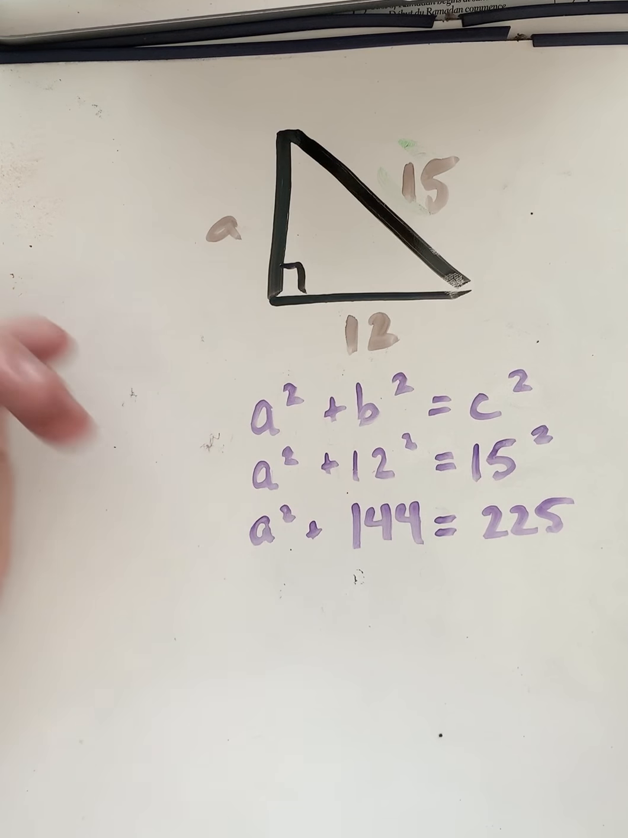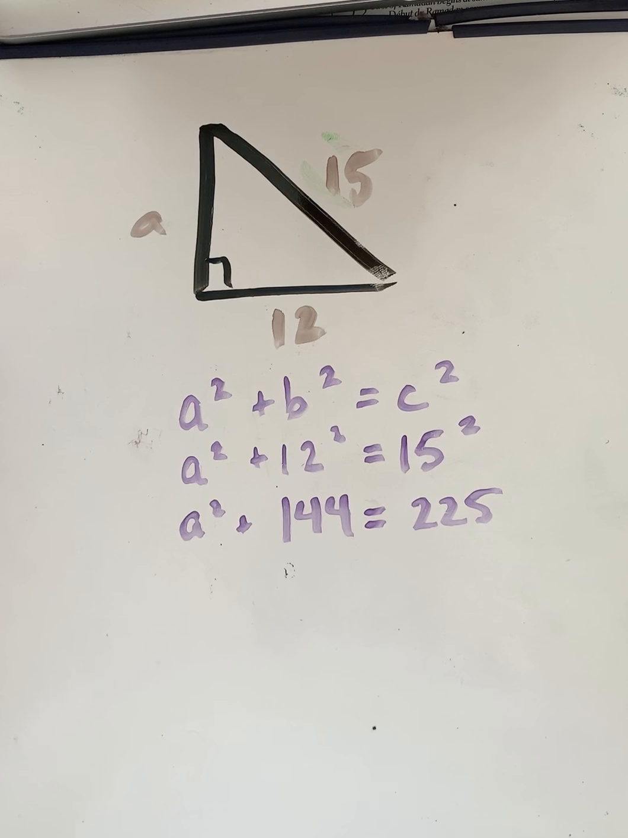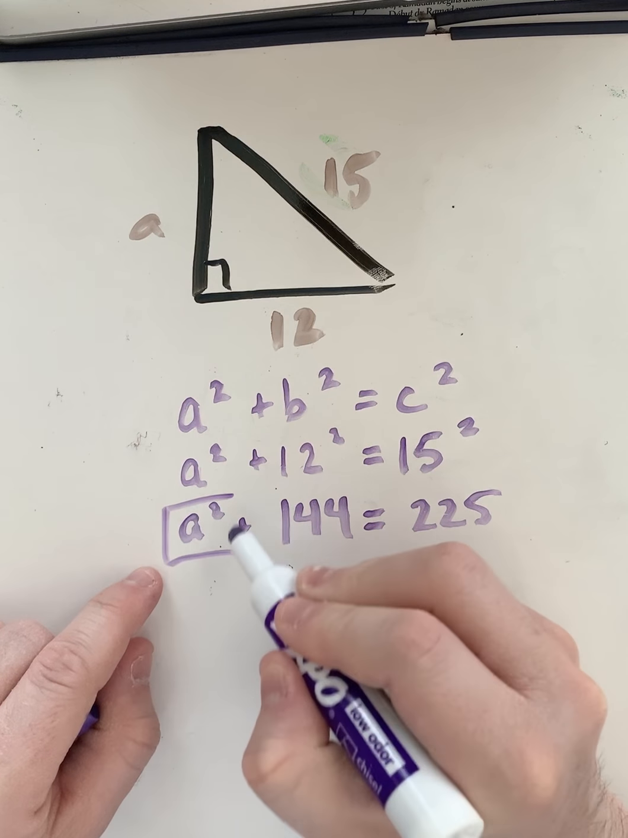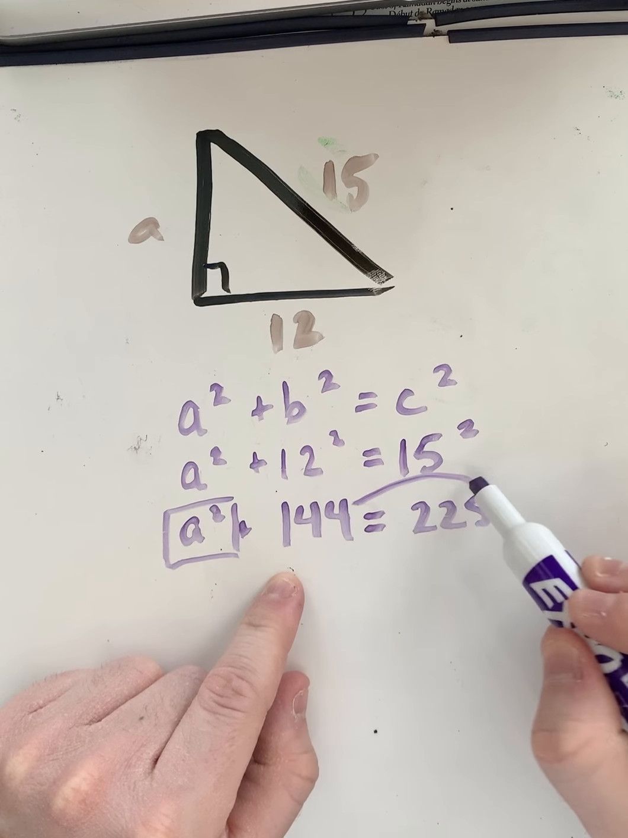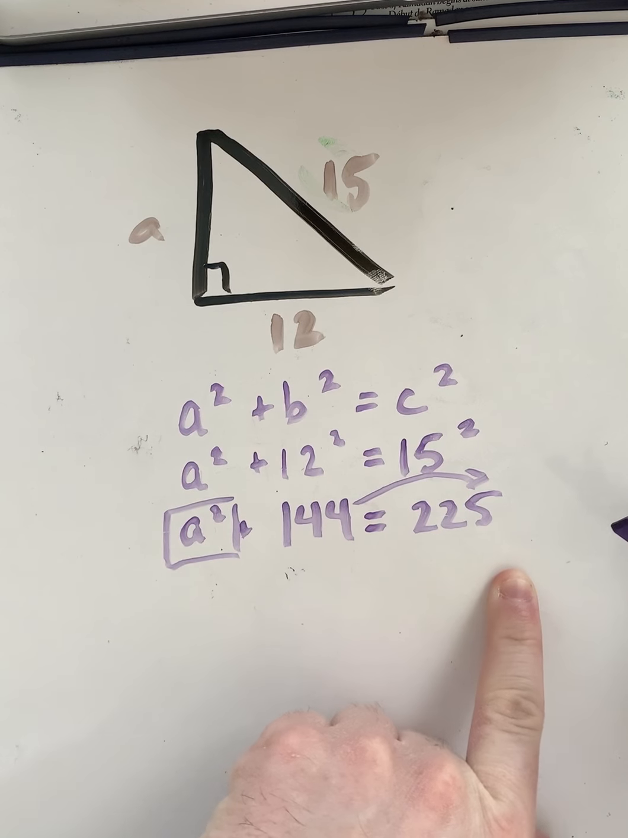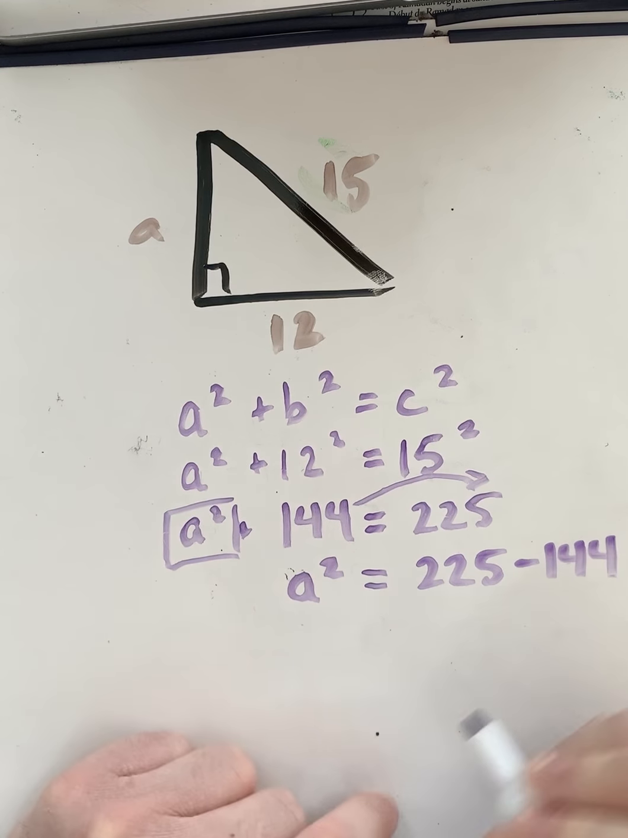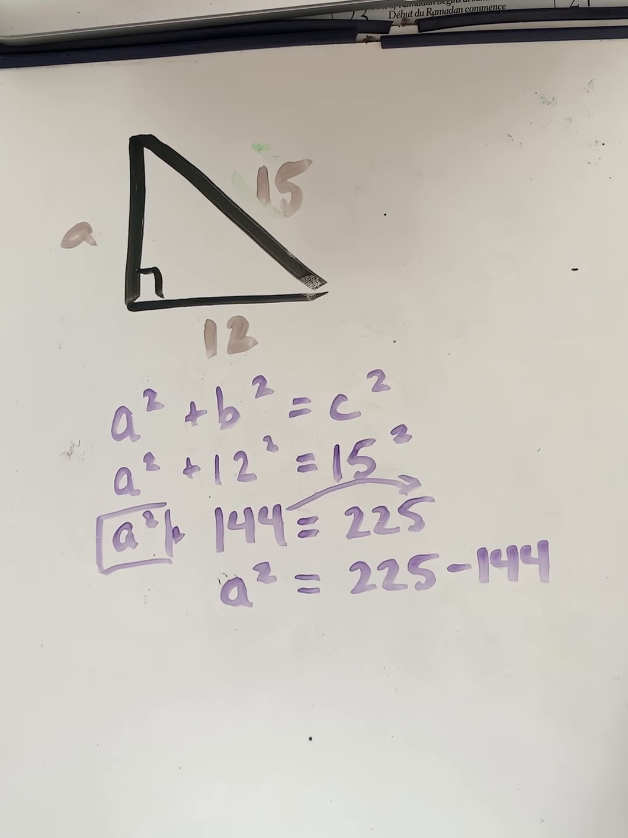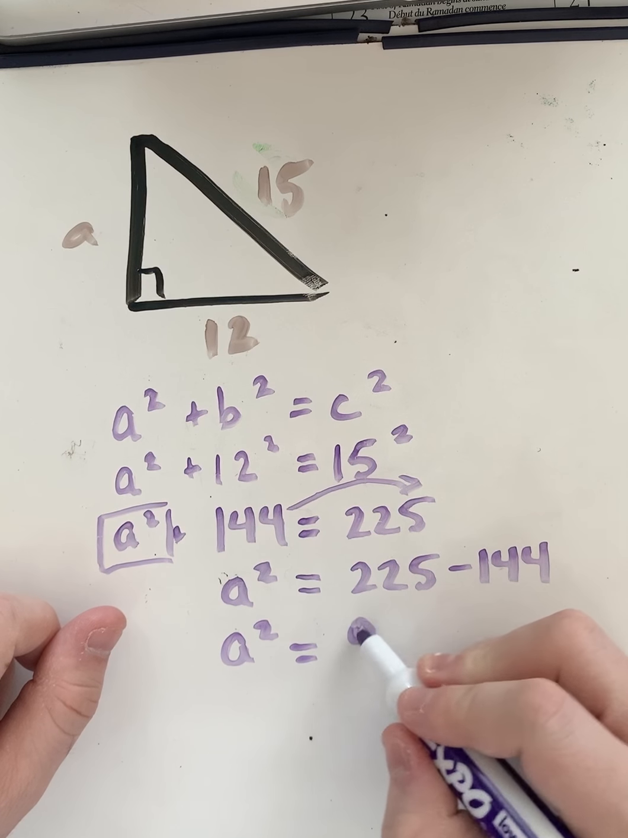So at this point, we've done this many times in class, and we all know the next step. Well, the next step is to isolate this variable. If we need to isolate this variable, that means that this number has to come onto the other side. So if it's a positive 144, when we rewrite this, it has to become a negative. So our next line will look very simple. We're going to have our equal signs line up. A squared equals 225 minus 144. Okay, so now again, we do the math. A squared equals 225 minus 144 is 81.